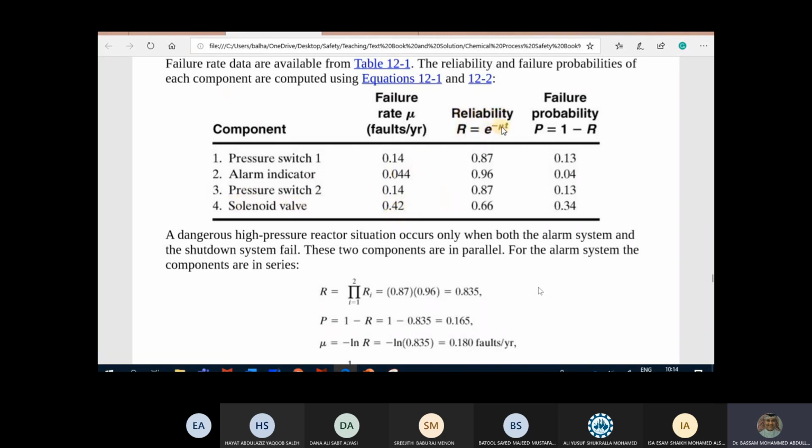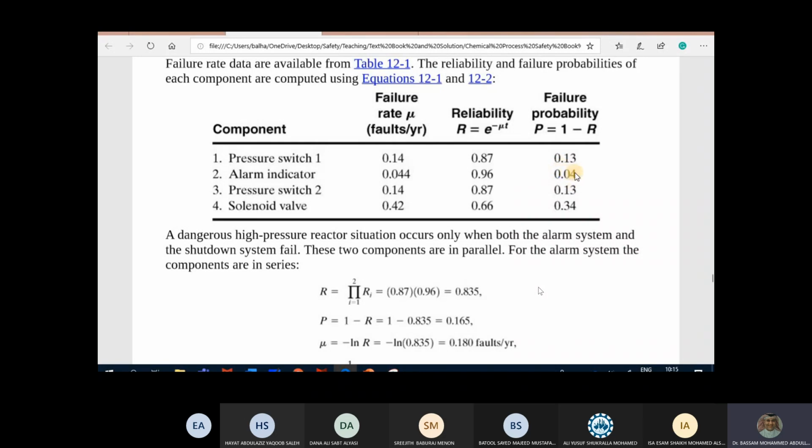To calculate the reliability, we just take the exponential term and calculate the reliability of each one. And here you can see which one is more reliable. For example, the alarm indicator is more reliable than the rest because it has fewer faults per year, a smaller mu. Now if you want to calculate the failure probability, which is the other way of looking at it, we just subtract from 1, and of course you see the one which has the least failure probability. So this is 0.04, giving you the idea that it has the least failure probability.